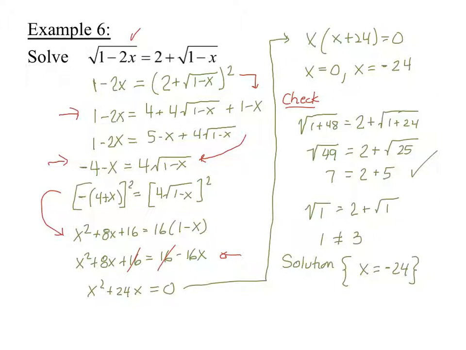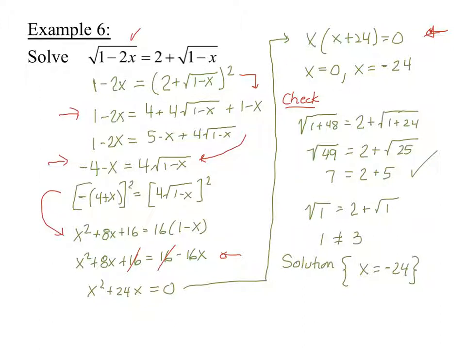And using the zero principle, we'll bring the negative 16 over to the left-hand side. We get x squared plus 24x is equal to 0. So now I can factor out an x, and we get an x times x plus 24 is equal to 0. So that gives us the factors x equals 0, x equals a negative 24.